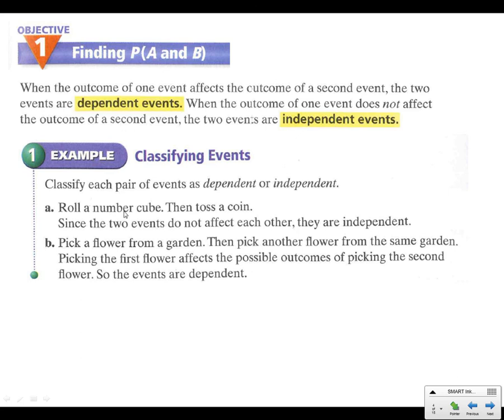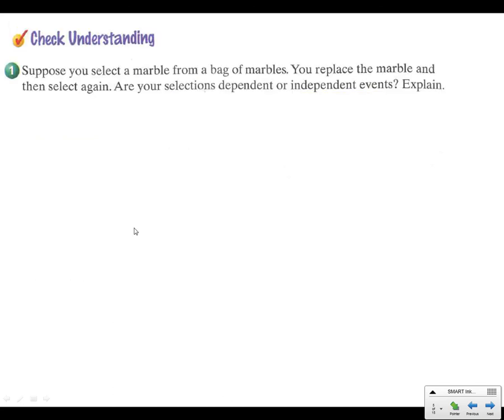If I roll a number cube and then toss a coin, the number cube has nothing to do with the outcome of the coin, so these are going to be independent. If I pick a flower from a garden and then pick another flower from the same garden, picking the first flower affects how many flowers are left for me to pick. So this is dependent, since the first event, the flower, affects the second event, the second flower. So see if you can do number 1 here. Tell me, are we dependent or are we independent?